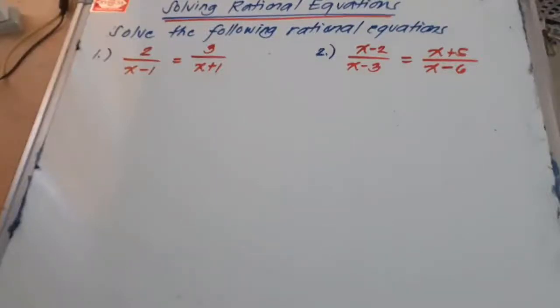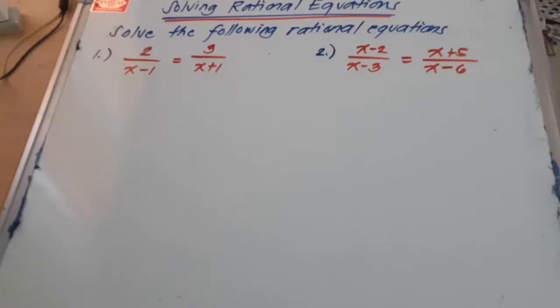Okay, in this video, I'm going to show you how to solve rational equations. So I have here an example. We have example number 1, 2 over x minus 1 equals 3 over x plus 1. And another example, number 2, x minus 2 over x minus 3 equals x plus 5 over x minus 6.